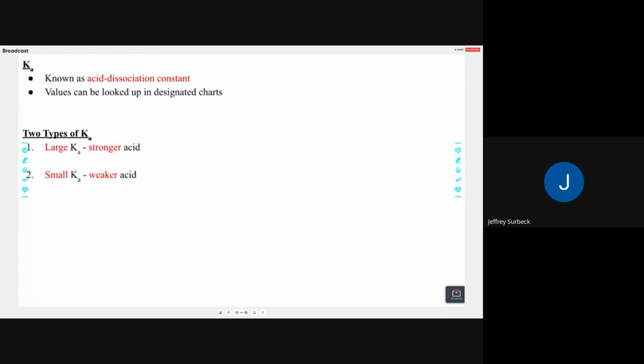Large K, we said before, means products dominate. Large K for us means we have a really strong acid. A lot of HA breaks apart to form that H3O plus. Small K means very, very little broke apart, which for us means weak. Questions on this? All right, so now we have this.